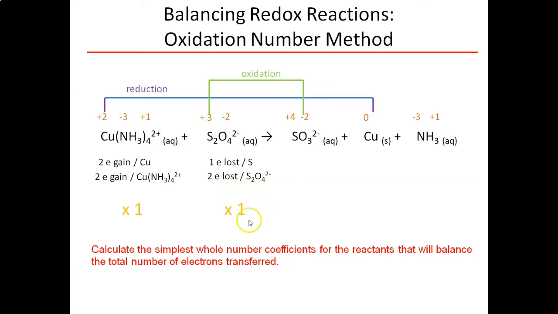Next, I'm going to determine my multiplier, since they each gained and lost 2. And then I'm going to balance my non-oxygen, non-hydrogen, based on there being a 1 here and a 1 here. Because there's 2 sulfurs in this compound, I'd have a 2 here. And because I'm balancing this compound non-hydrogen, I have 4 nitrogens.